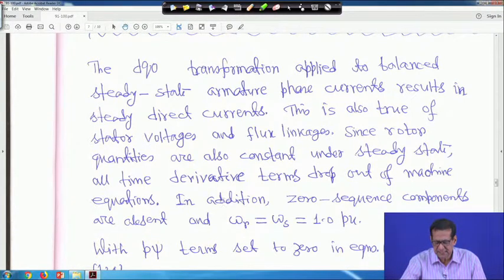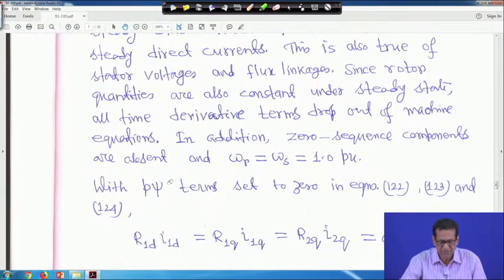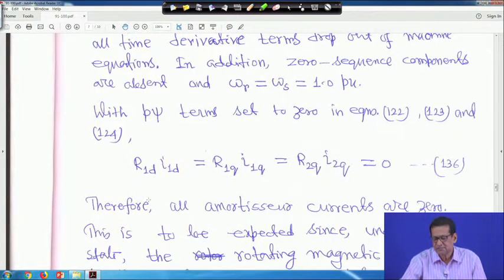In addition, zero sequence components are absent and omega r is equal to omega s is equal to 1 per unit, because at steady state we are at synchronous speed and omega s is equal to omega r. So, with the p psi terms, that is the psi dot terms, set to 0 in equations 122, 123 and 124, R1d I1d is equal to R1q I1q is equal to R2q I2q, all will become 0. This is equation 136. That means at steady state all those terms are dropped.